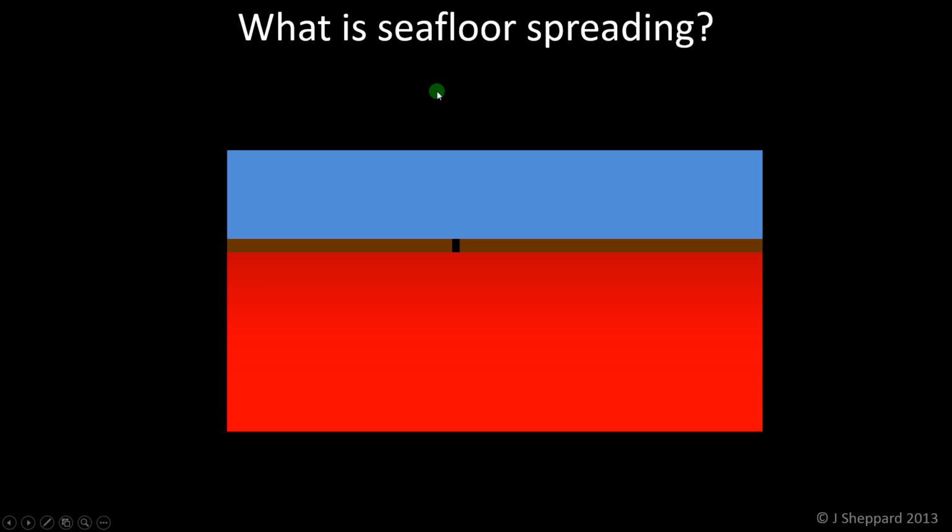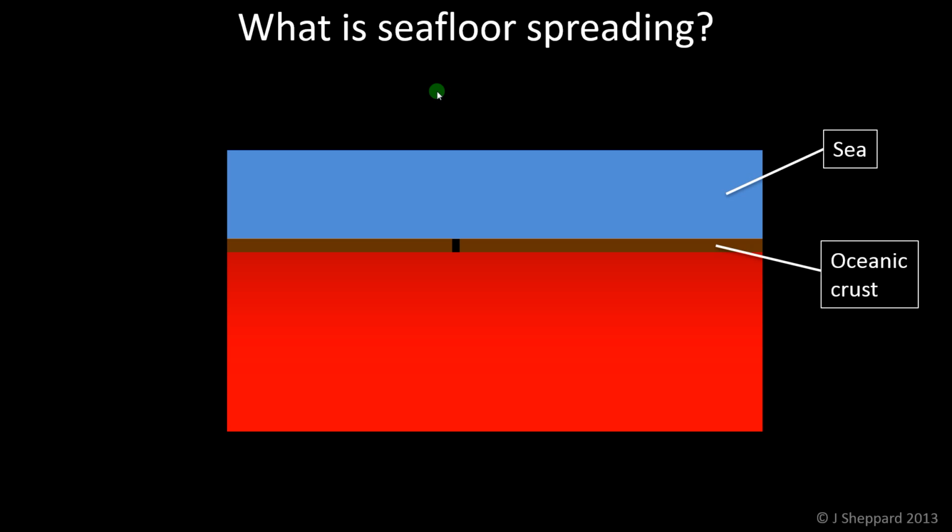So what we've got here is a simple diagram of the plate boundary, and this is a cut through the Earth. So we've got the sea on top, the ocean crust at the bottom of the ocean is the brown layer in the middle, and then underneath that the mantle, which is, if you remember, solid rock but extremely hot and able to flow to a certain extent.